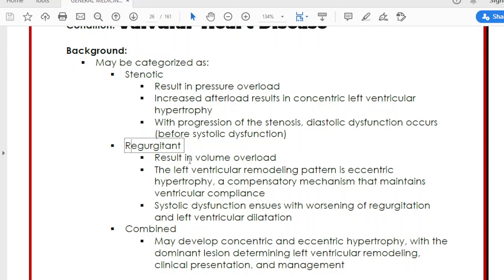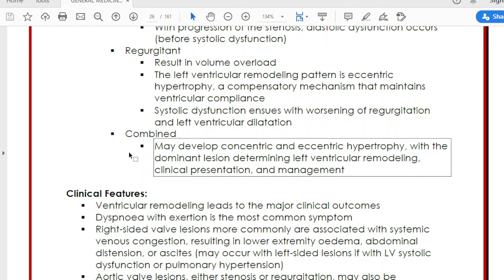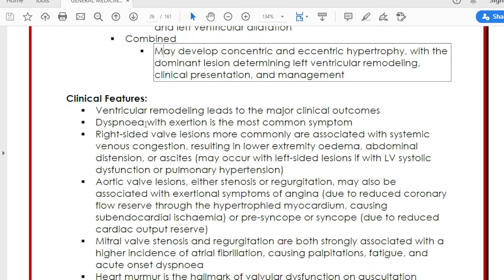Regurgitant lesions result in volume overload. The left ventricular remodeling pattern is eccentric hypertrophy, a compensatory mechanism that maintains ventricular compliance. Systolic dysfunction ensues with worsening of regurgitation and left ventricular dilatation. Combined lesions may develop concentric and eccentric hypertrophy, with the dominant lesion determining left ventricular remodeling, clinical presentation, and management.